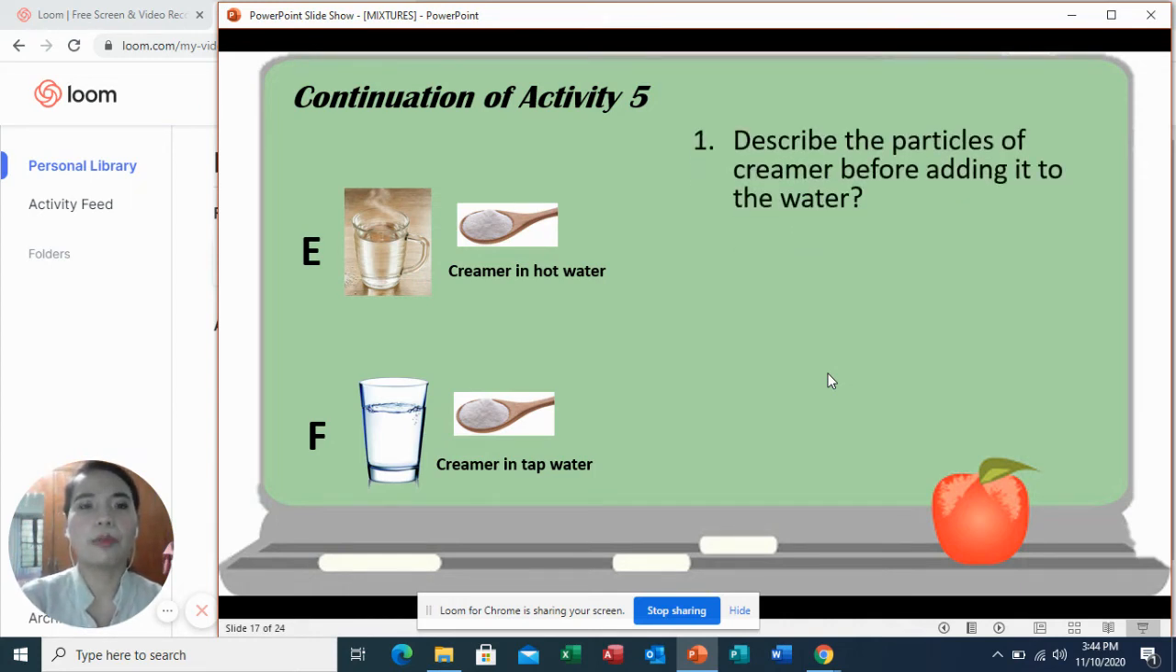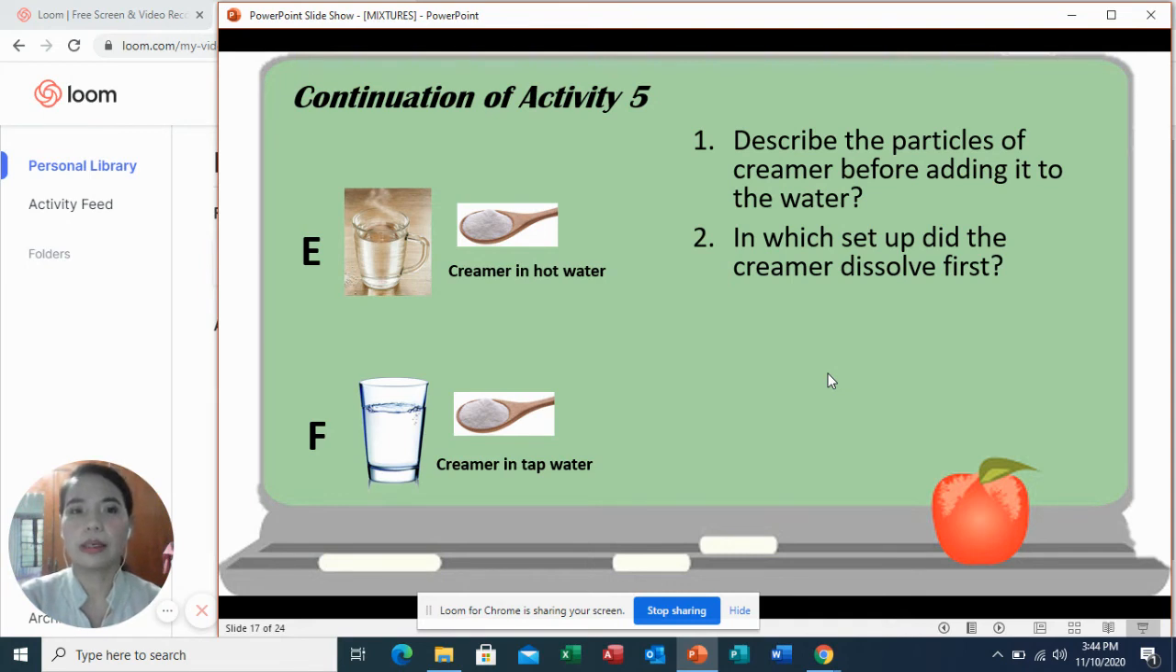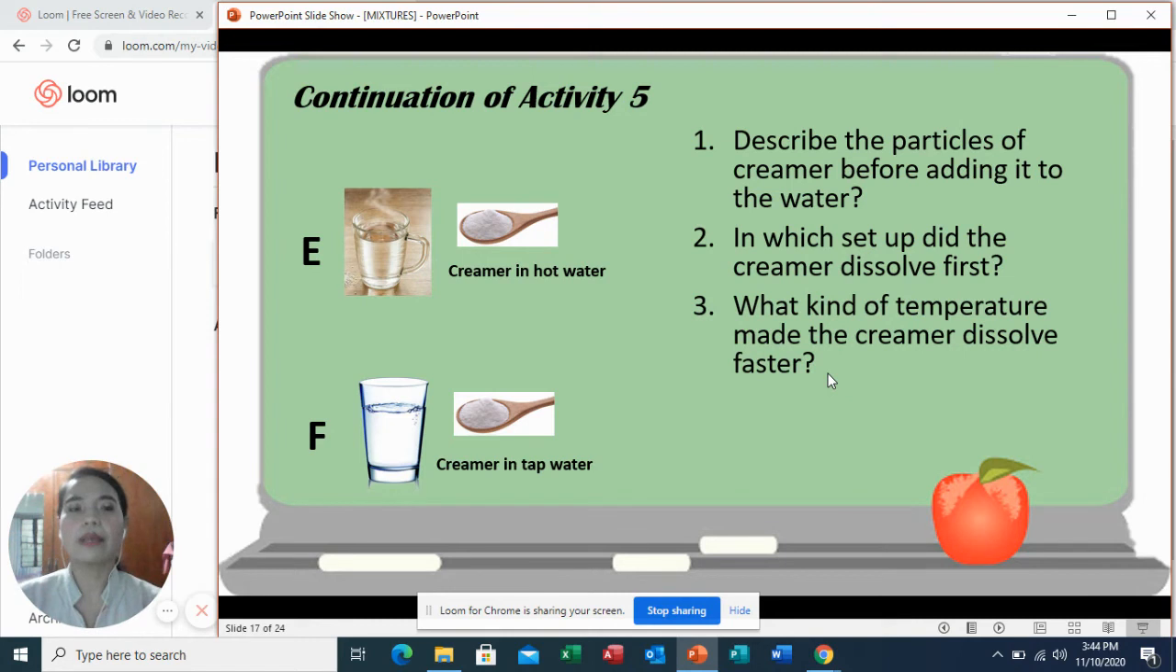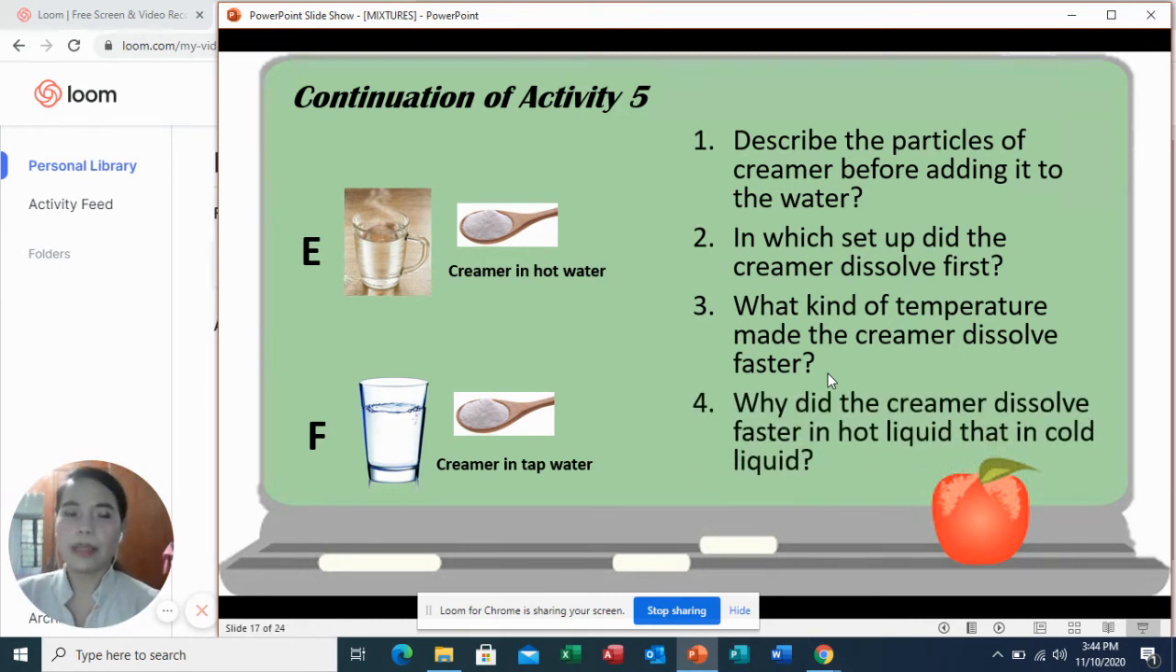Describe the particles of creamer before adding it to the water. In which setup did the creamer dissolve first? What kind of temperature made the creamer dissolve faster? Why did the creamer dissolve faster in hot water or hot liquid than in cold liquid?